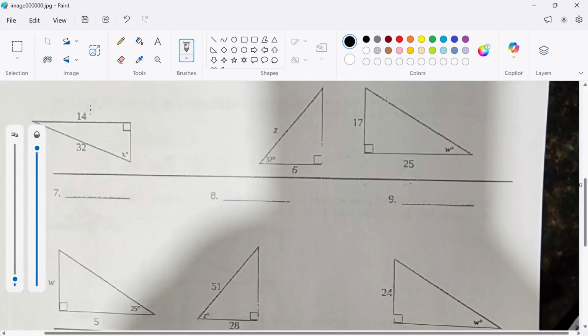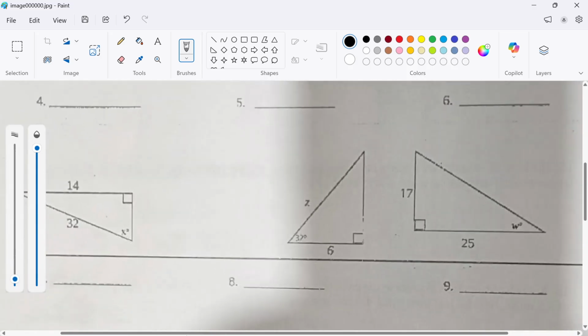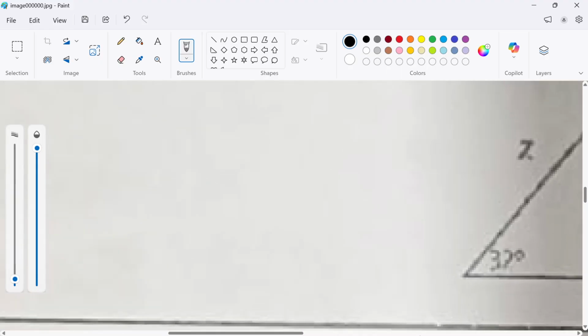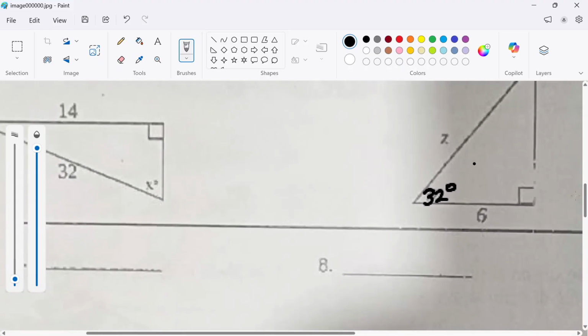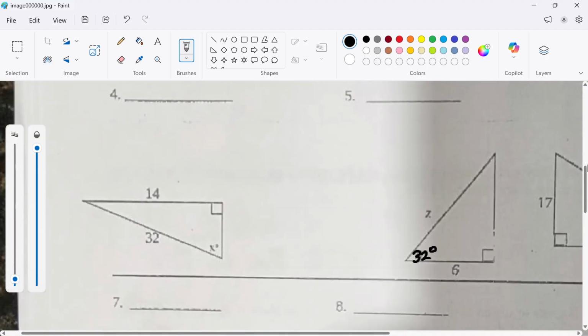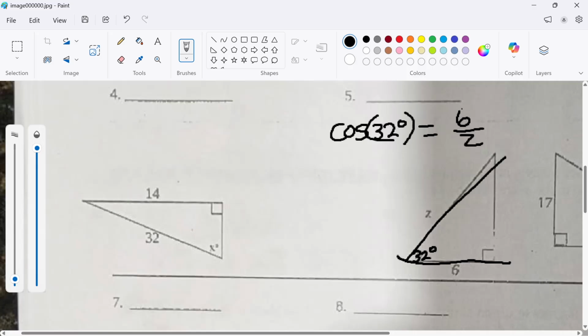Let me find one where I'm going to have to solve for the hypotenuse. Yeah, this one. I really can't see what the angle is there. It looks like 32 degrees to me. If it's not and you have the worksheet, do it with whatever angle is actually there. But I'm going to do it with 32 degrees. I have adjacent and hypotenuse, so that's cosine. Cosine 32 degrees equals adjacent, 6, divided by hypotenuse, z.